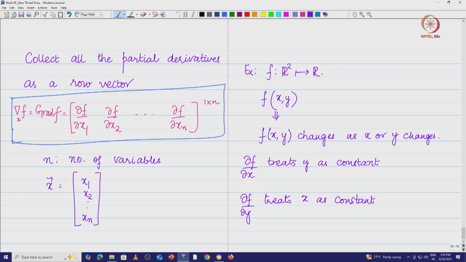But what do these two capture? These two capture the rate of change of the function in the x direction and y direction, right. Okay. Now let us extend this a bit and probe this further.